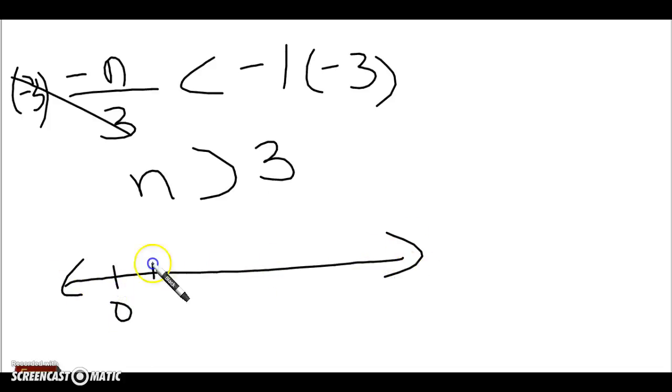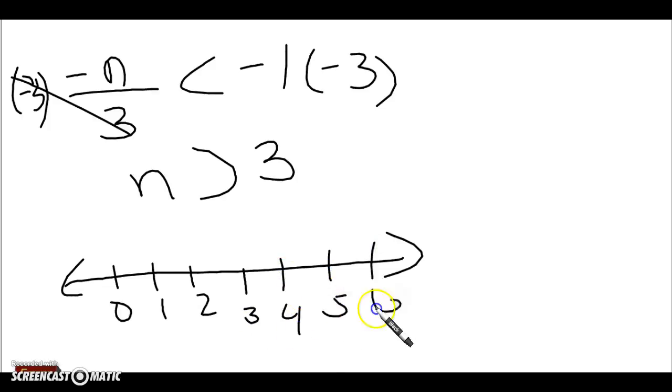Just going to put a few points. 1, 2, 3, 4, 5, 6. It's an open dot because it's not an equal sign. Greater than is going to be everything to the right. Okay, so now I want to check it.